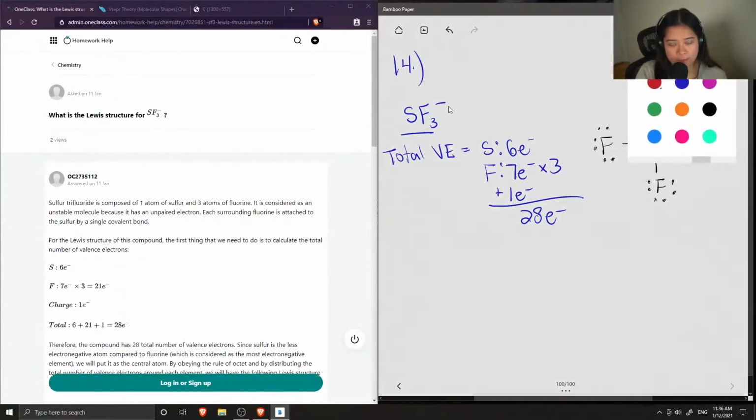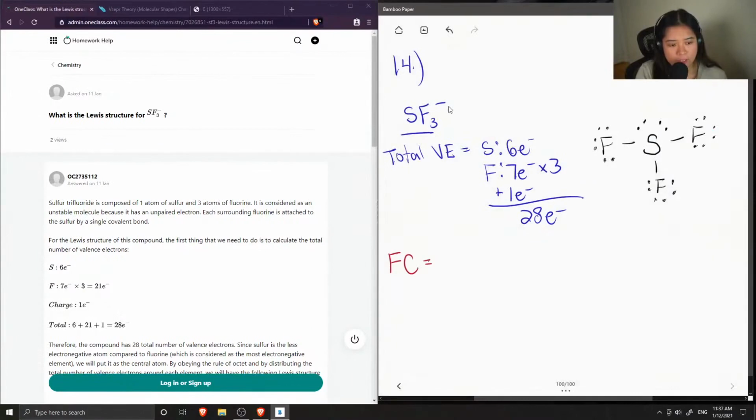So now let's calculate the formal charges of all of our atoms. So the equation for formal charge is equal to the number of valence electrons minus the number of non-bonding electrons minus the number of bonding electrons divided by 2.